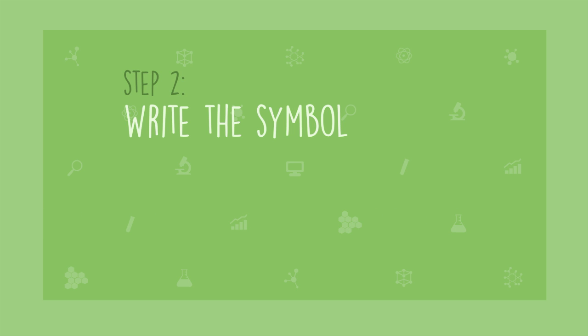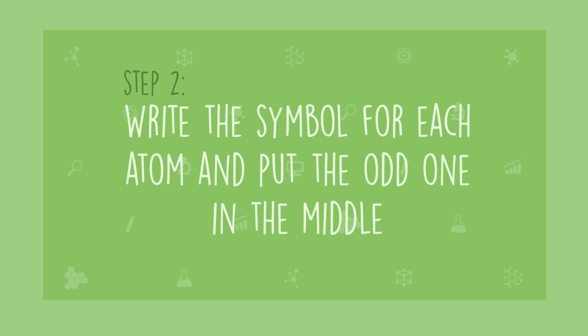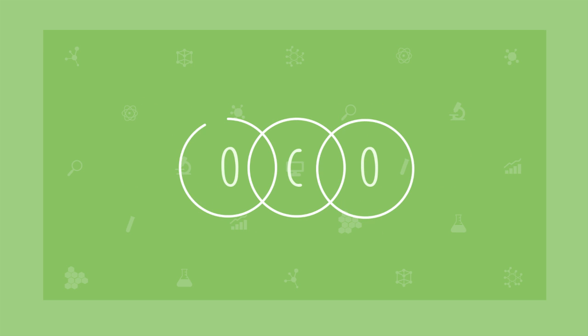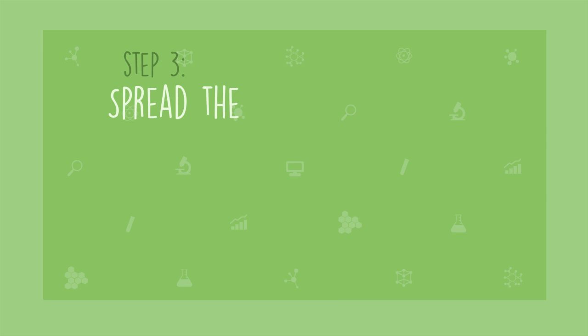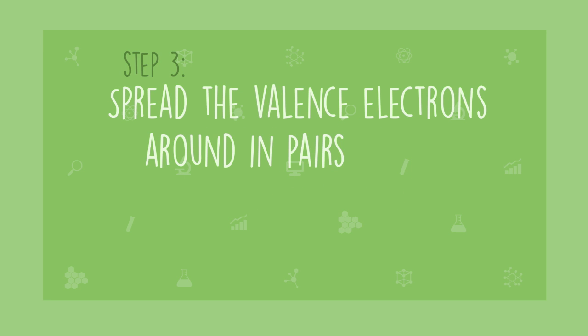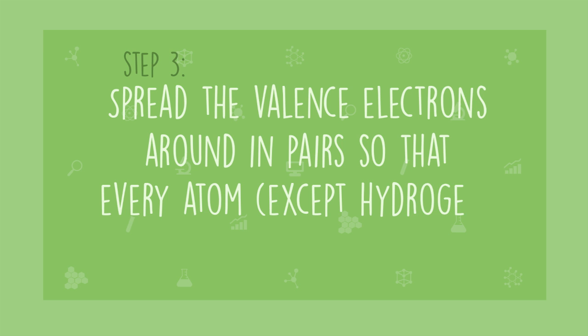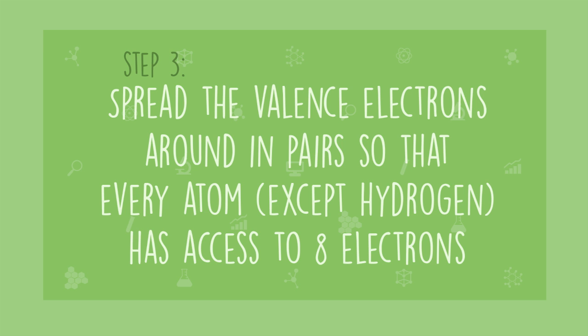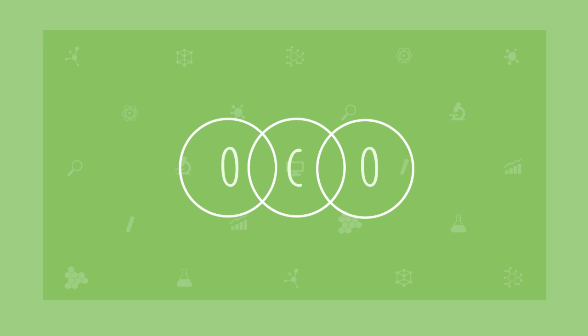Step 2 is to write the symbols for each atom with the odd atom in the middle. Carbon's the odd one out, so it goes in the middle with 1 oxygen atom on each side. Step 3 is to spread the valence electrons around in pairs so that every atom except hydrogen has access to 8 electrons. In this example, there's no hydrogen present, so according to the octet rule, every atom wants 8 electrons.